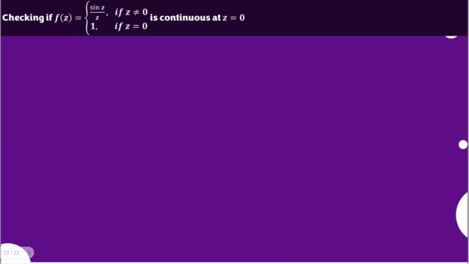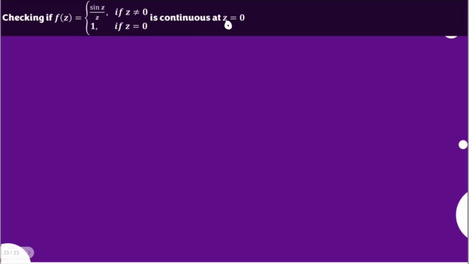We might come across some functions expressed as a piecewise function just like this. For this video, we are to verify or check if the given piecewise function, sine z over z if z is not equal to 0, and 1 if z is equal to 0, is continuous at z equal to 0, or z sub 0 equal to 0.